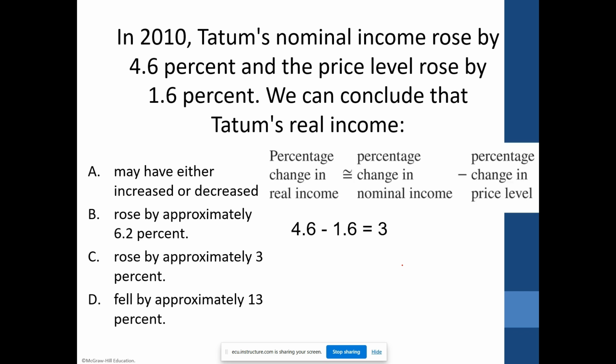Okay, this is the relationship for percentage change in real income, nominal income, and the price level. We know that nominal income increased by 4.6%, and the price level increased by 1.6%. Then the real income rose by 3%.